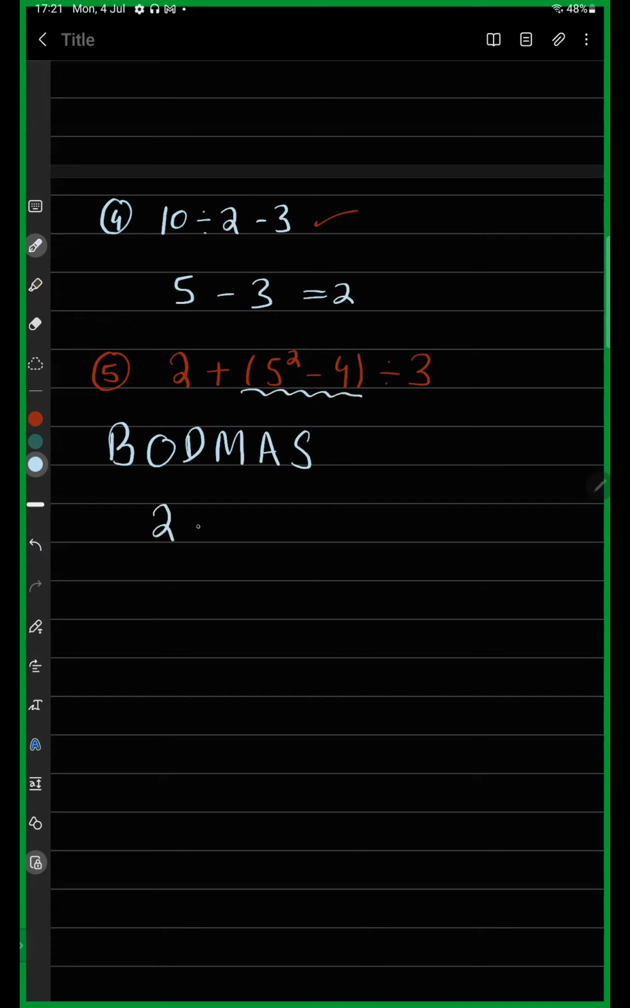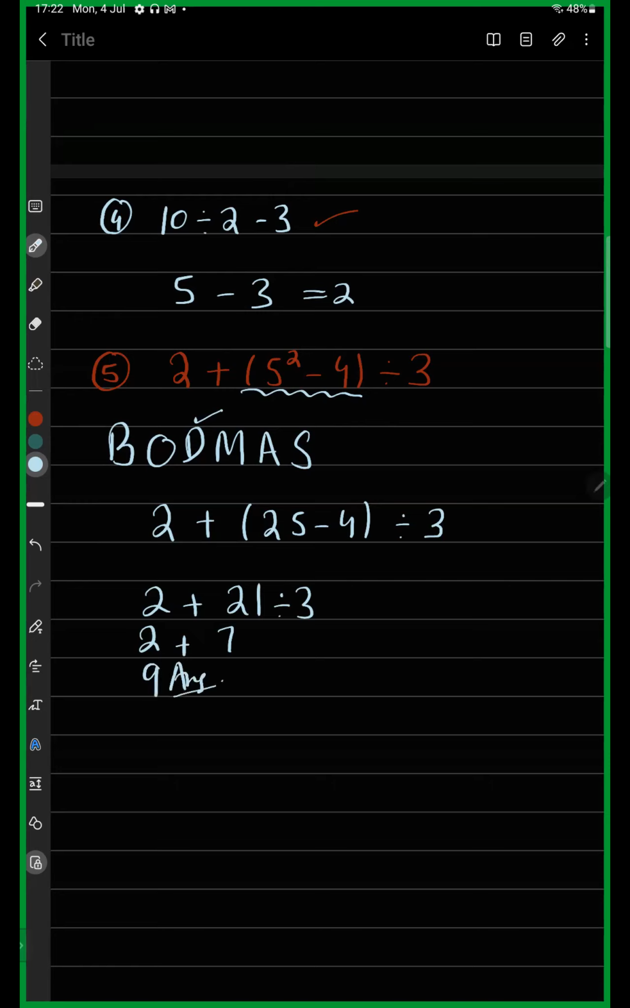2 would come as it is, plus would come as it is. Now inside these brackets, I have 5 squared. It's 25 minus 4 and divided by 3 would come as it is. Okay. Then again, 2 plus, now 25 minus 4 would give me 21 divided by 3. Next, we have another expression that has two operations. It has addition and division. So I know division comes first, so I would be dividing. So it would be 2 plus 21 divided by 3, that is 7. And now I only have one operation, that is addition. So this would give me 2 plus 7, that is 9. This is going to be the answer.